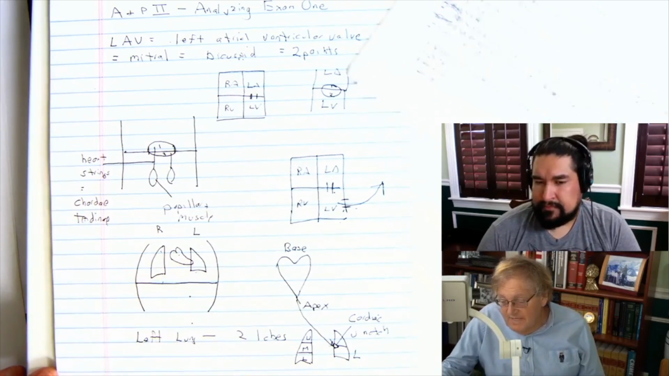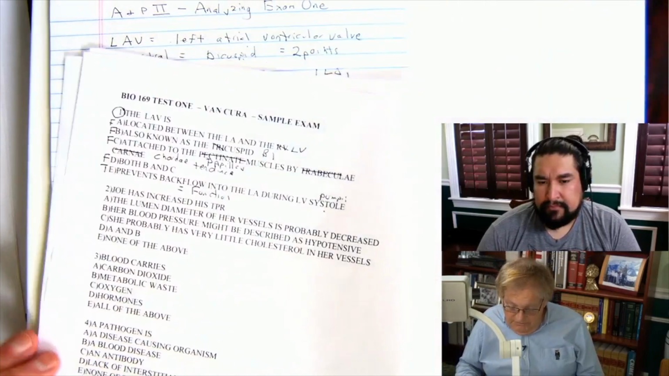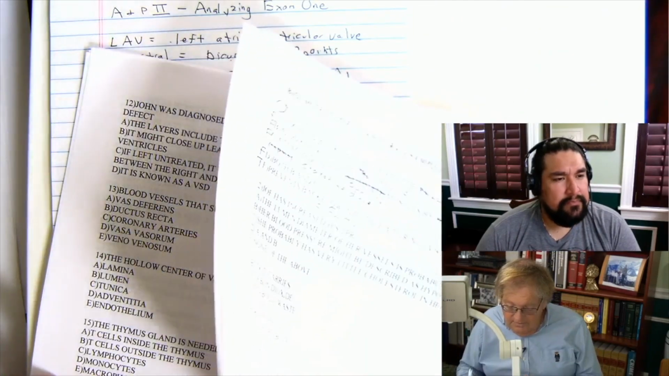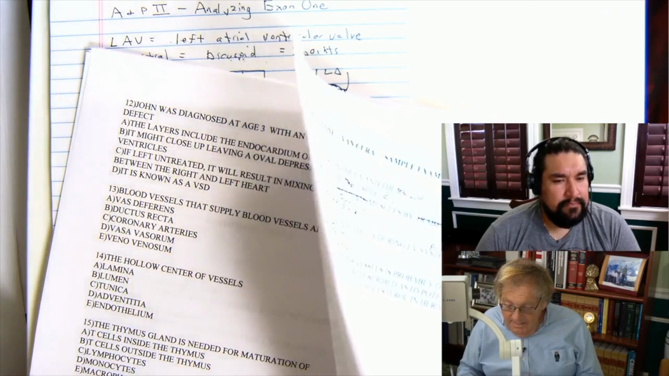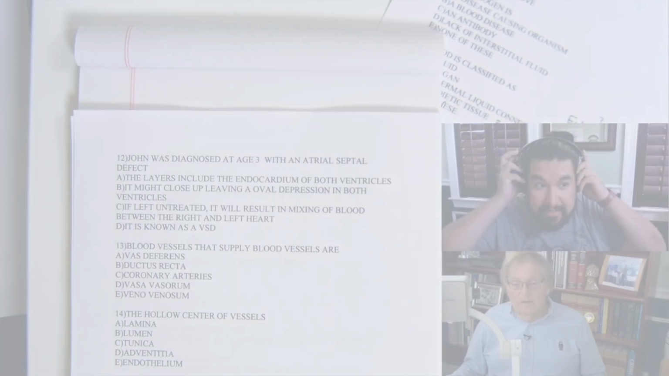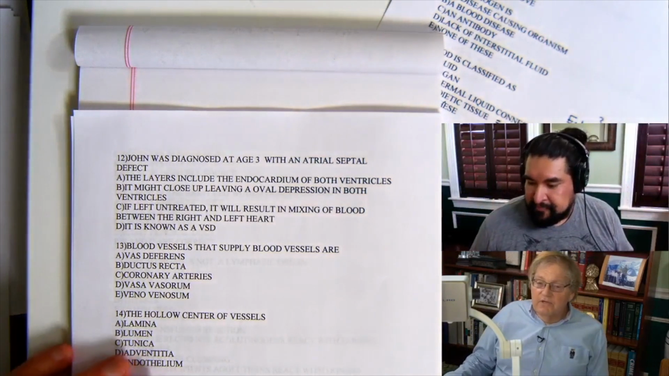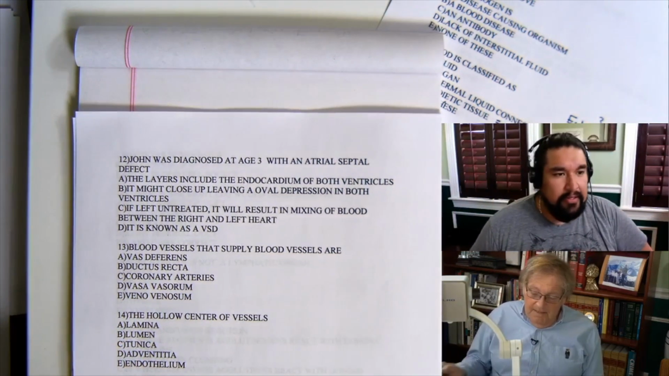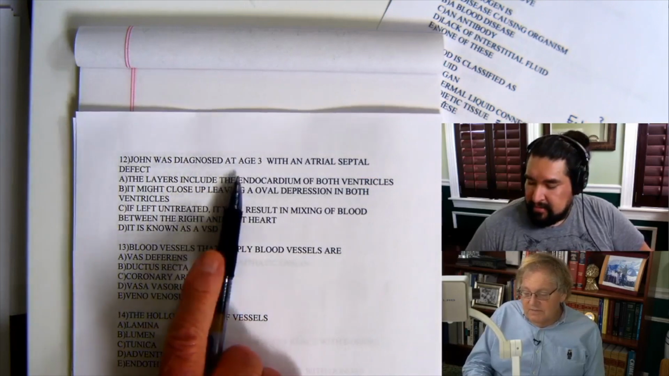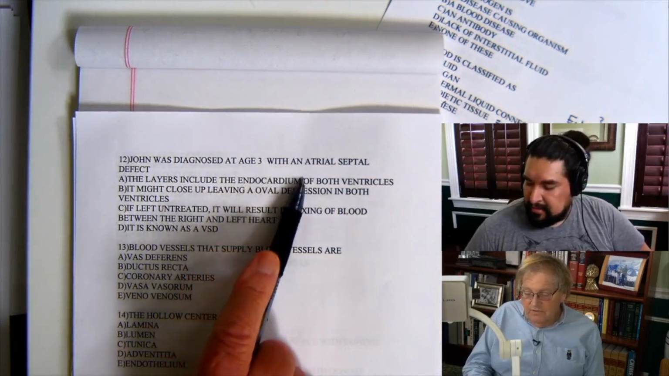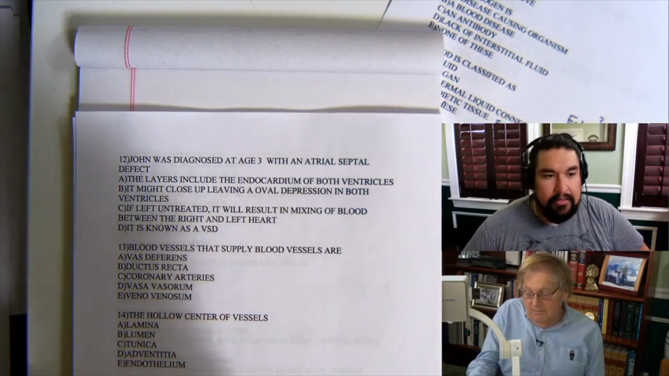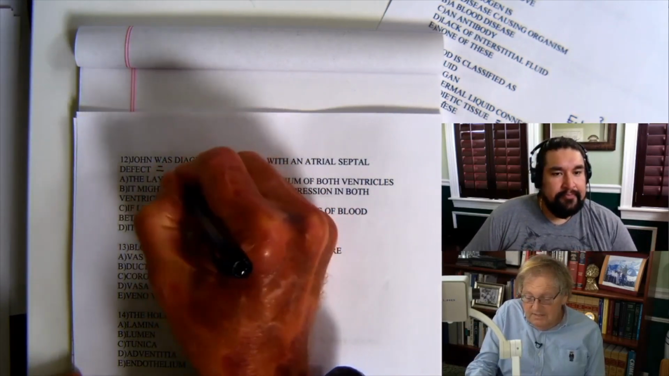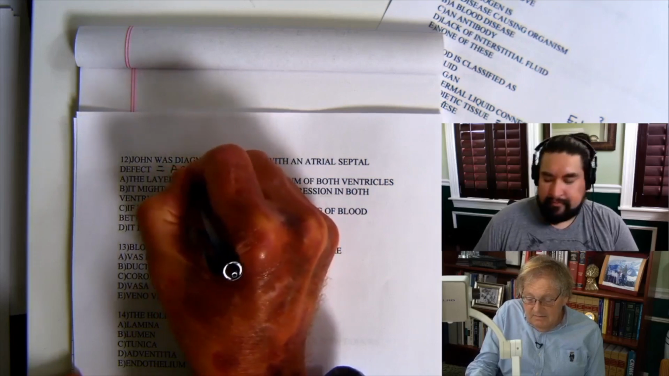So let's just analyze one more question. I think I'll just do one more question, just give you an example. And let me analyze another question I think that's a great one to analyze. It's number 12. It says, John was diagnosed at age 3 with an atrial septal defect. Well, remember, an atrial septal defect from my lectures is an ASD.